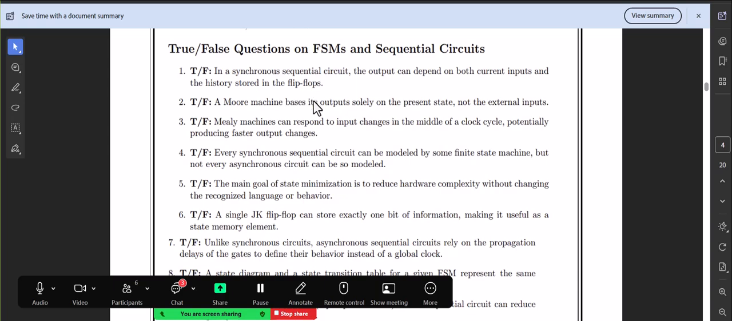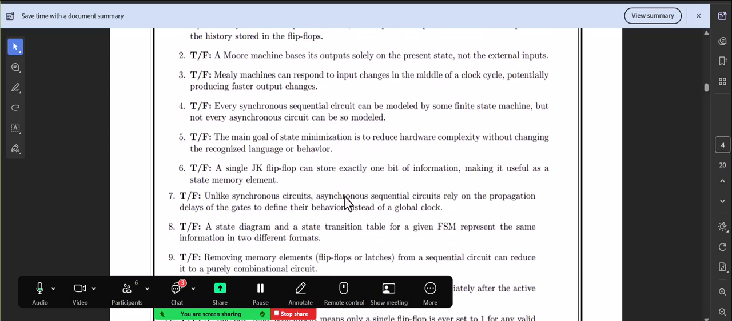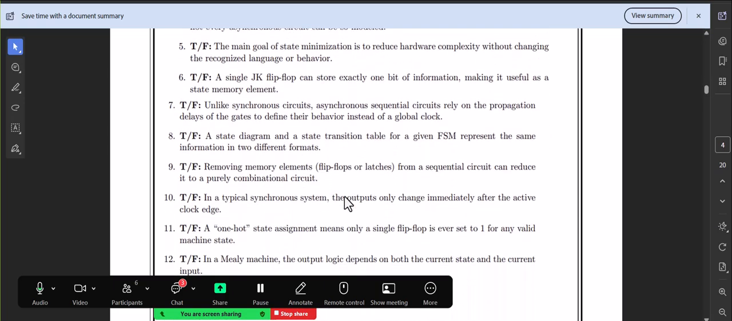A single JK flip-flop can store exactly 1 bit of information, making it useful as a state memory element. Can it store two? I think it's just one. All flip-flops store 1 bit of information. So that is true.